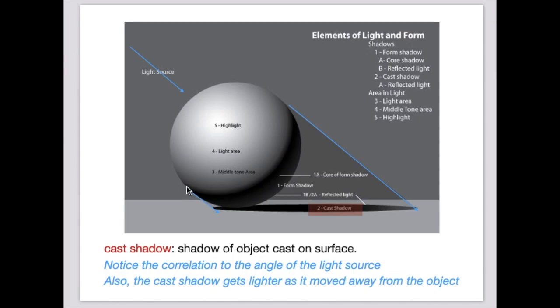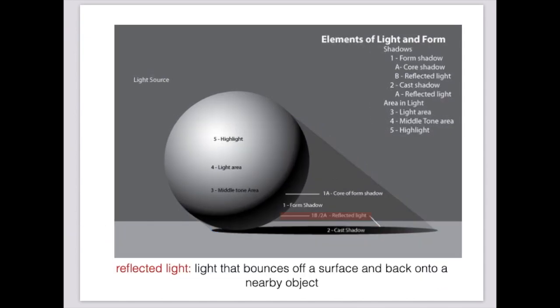Same thing on this side, right? The widest point of the sphere here comes down, hits the surface, so we get this little bump here at the sphere where the sphere hits the table a little bit back here. And then the cast shadow is going to be on the surface. I also want to point out that the cast shadow gets lighter as it moves away from the object. The cast shadow is a little bit lighter on this far end here because it's getting a little bit of ambient light.